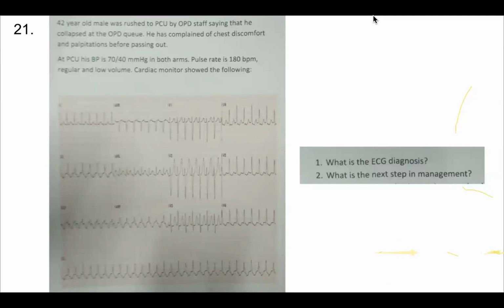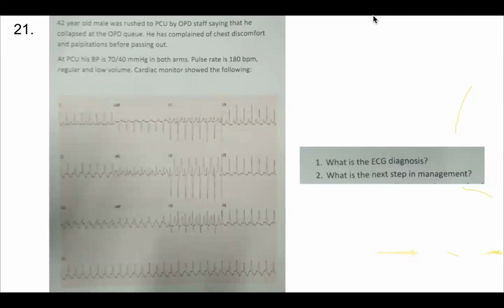It's DC cardioversion, not defibrillation, because the patient is still perfusing, and if you defibrillate, there's a very high chance you will end up in R-on-T because of the tachycardia. So what is the ECG diagnosis here?